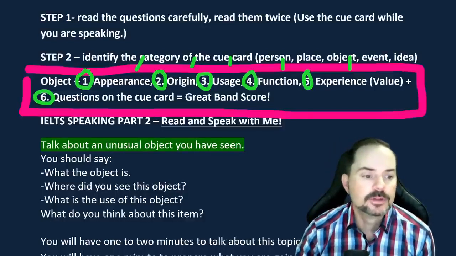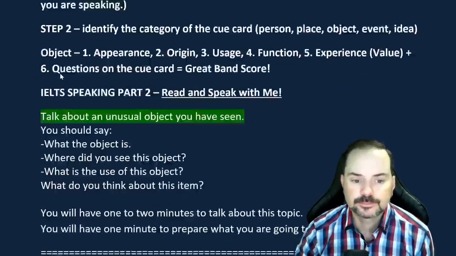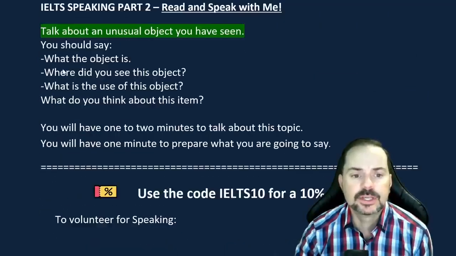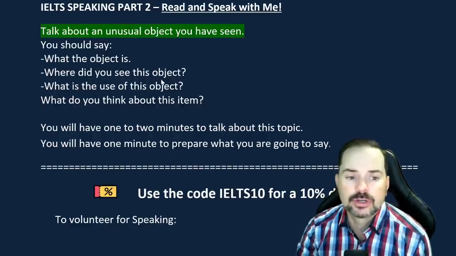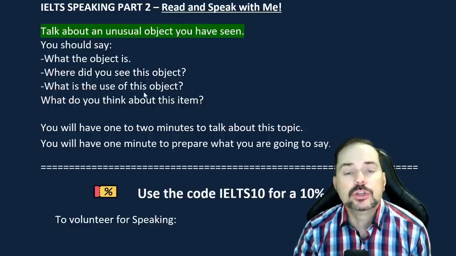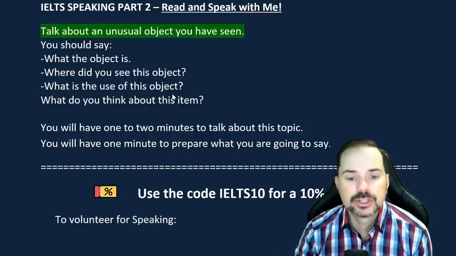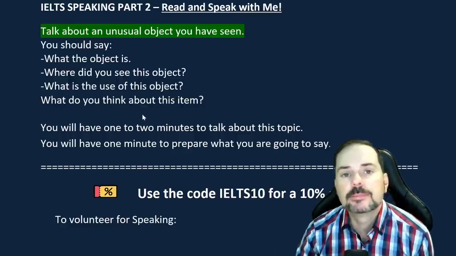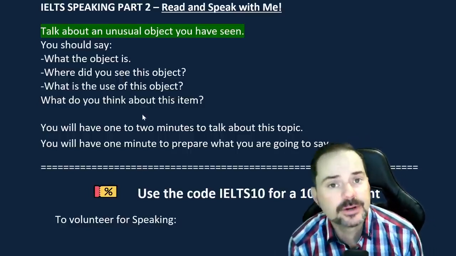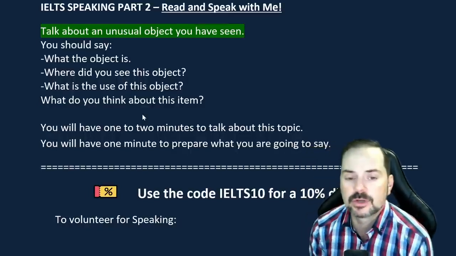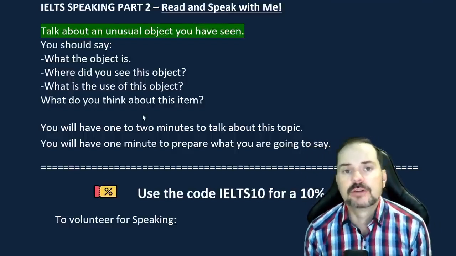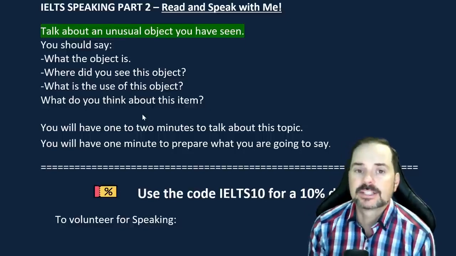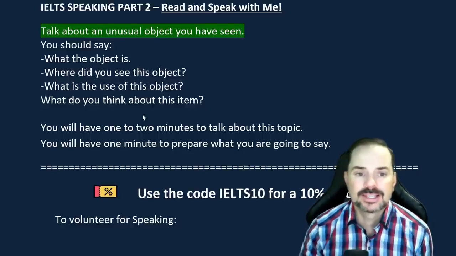So if we look at this one here, we can see what the object is. That's the appearance, right? Where did you see this object? That's the origin of the object. What is the use of the object? That's the function of the object. And what do you think about this item? That's the experience with the object, right? So it's a simplification of these questions. The questions are often just complex ways of asking the same points that we just listed.